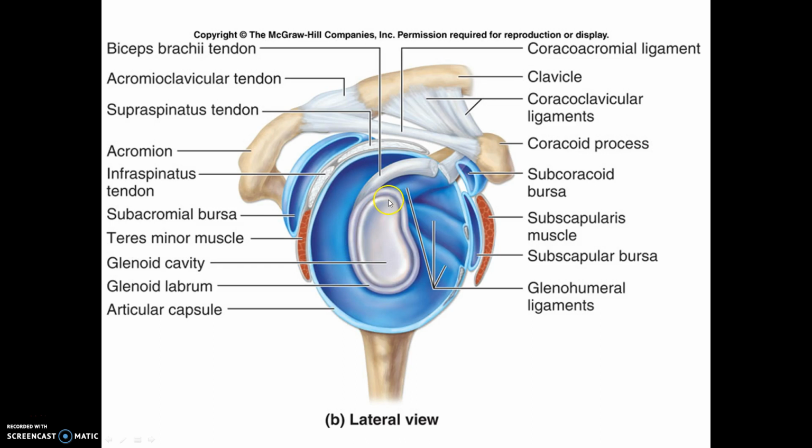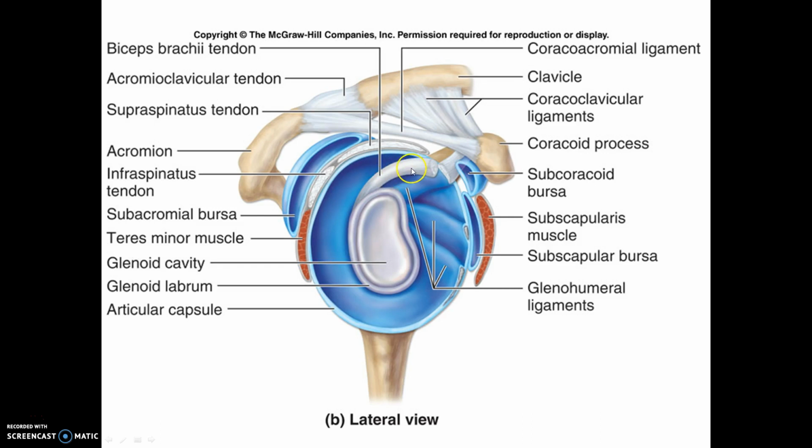Another view of the glenohumeral joint now shows the tendons of the supraspinatus, of the infraspinatus tendon here, and of the teres minor muscle here, and subscapularis muscle over here. So you can see from this sort of lateral or sagittal view those tendons and how they support the joint. We can also see a number of ligaments.